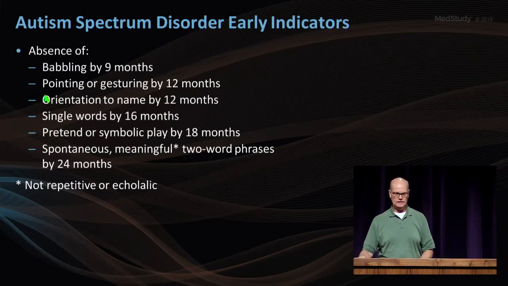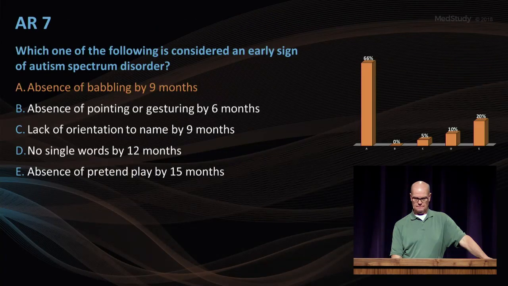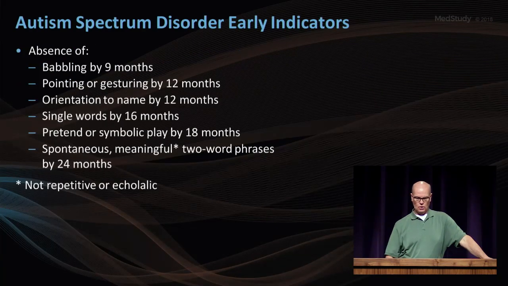So here are the early indicators. Again, absence of babbling by 9 months, pointing or gesturing by 12 months, not by 6 months. Orientation to name, again, by 12 months, not by 9 months. Single words by 16, not by 12. Pretend or symbolic play by 18, not 15 months. And spontaneous or meaningful two-word phrases absent by 24 months. Any of these comments in a vignette that you're reading are going to be buzzwords for the possibility or the high possibility of autism spectrum disorder.